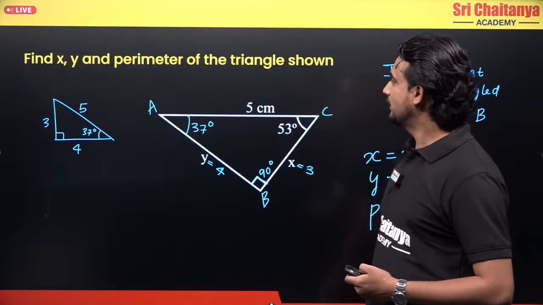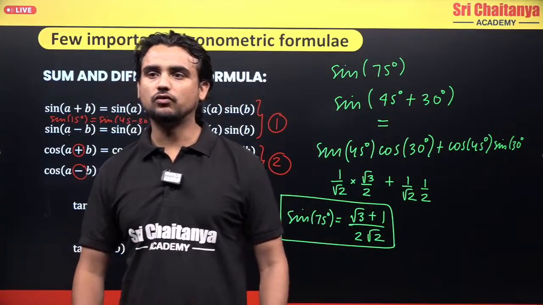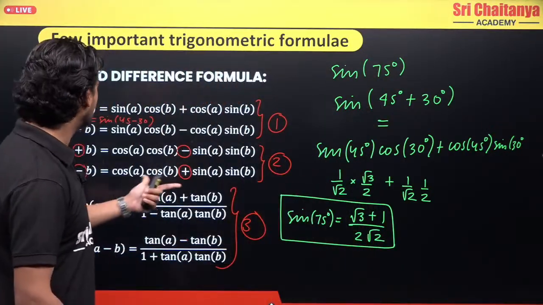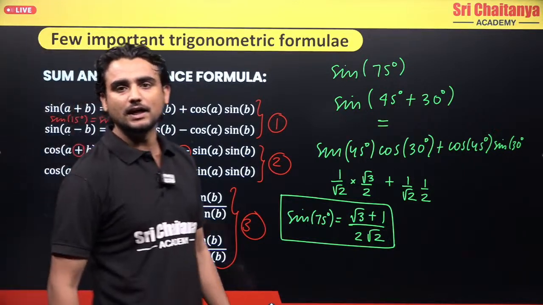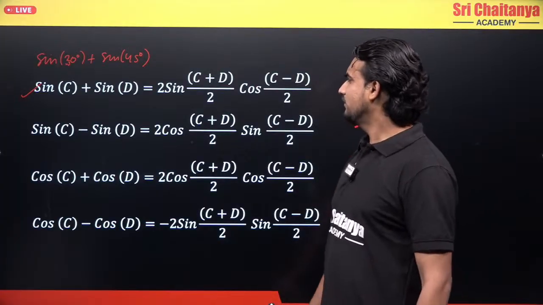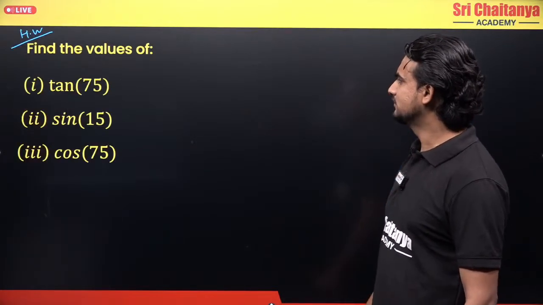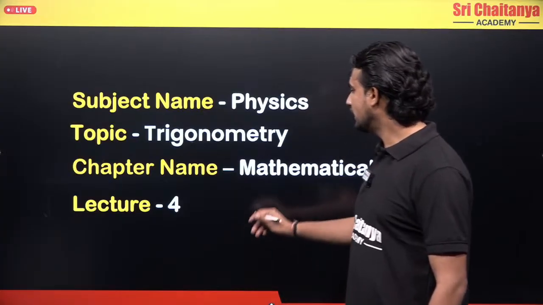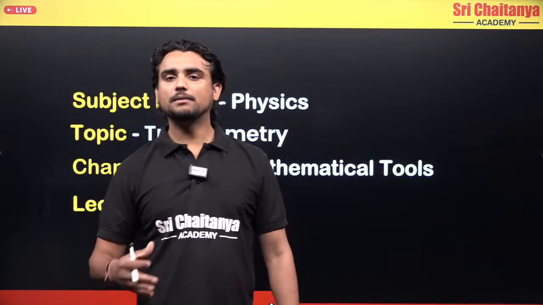Next, we talked about some important formulas: the sum and difference formulas, sin(A+B) and sin(A−B). I request you to please remember them. And then we talked about these formulas, sin C plus sin D and cos C plus cos D. So today we are going to start with lecture number 4, and we will talk about the double angle formula.